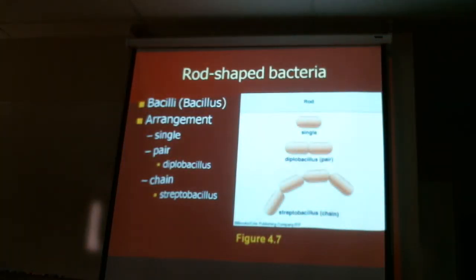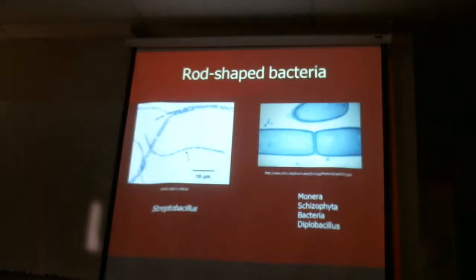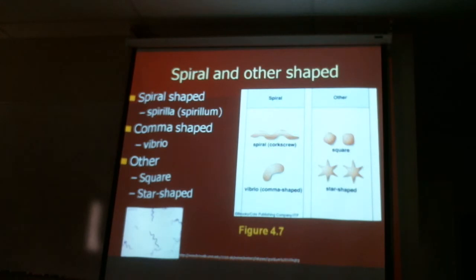Now the rod shaped again, you can see them by themselves, in a pair, or a chain, Streptobacillus. Spiral shapes, all of those wonderful spiral shapes fall under spiral. Now your book groups them as spiral and curved forms. The curved is for the Vibrio. There are some other crazy shapes that you'll find. I'm not going to ask you that on the test.